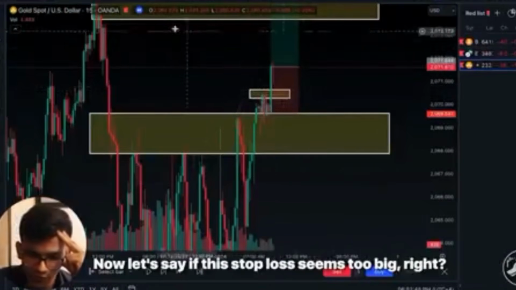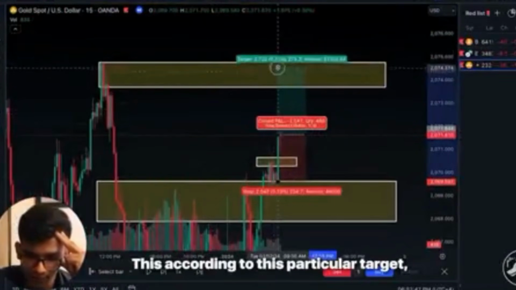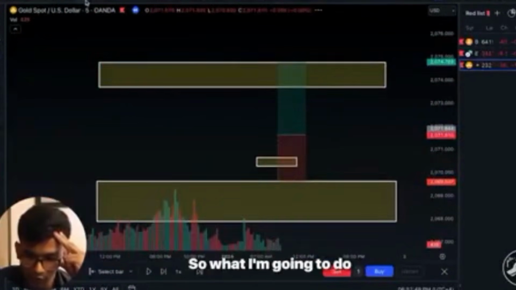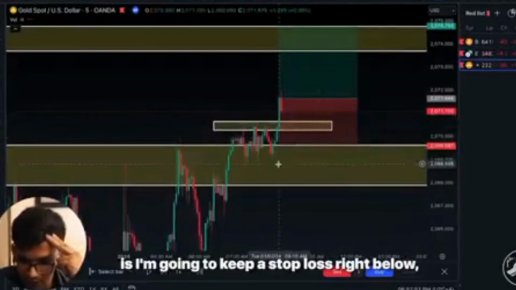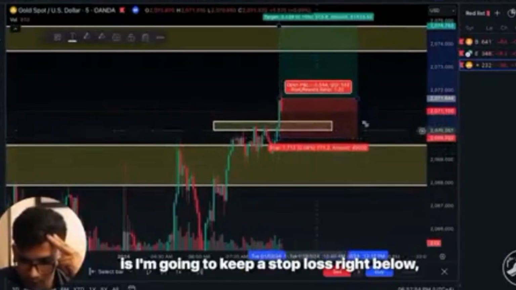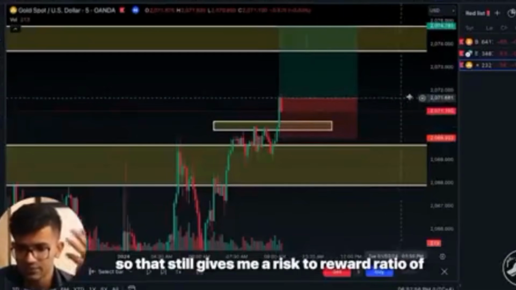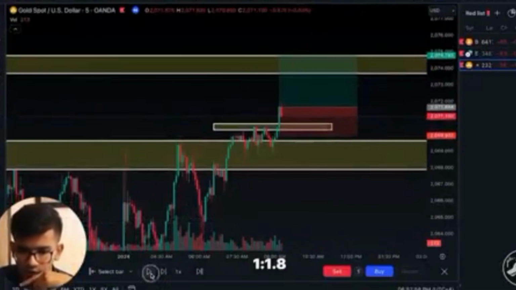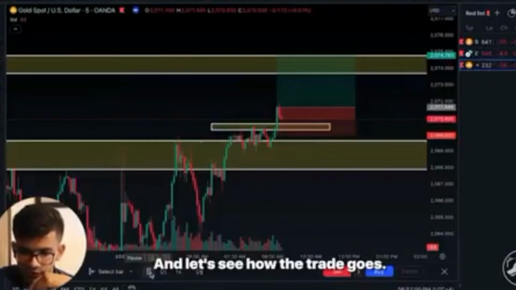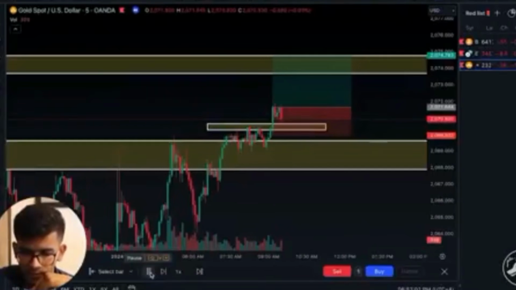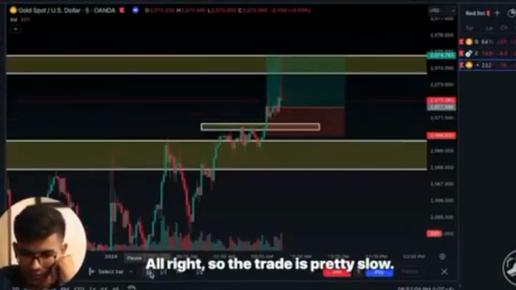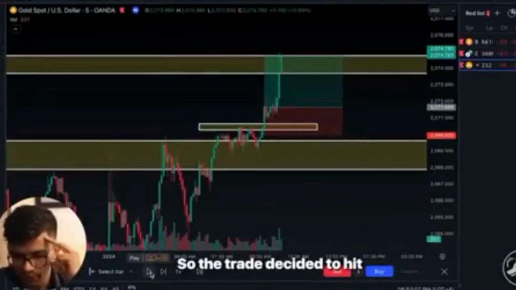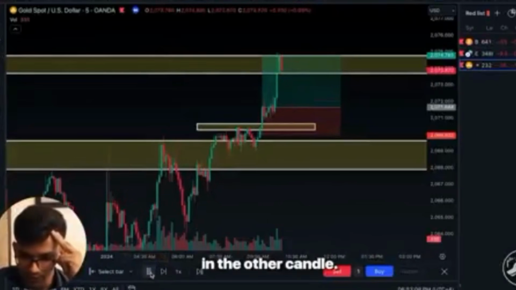Now let's say if this stop loss seems too big, right? According to this particular target, the stop loss seems too big. So what I'm going to do is I'm going to keep a stop loss right below this 5-minute candle. So that still gives me a risk reward ratio of 1:1.8. And let's see how the trade goes. All right, so the trade is pretty slow. All right, so the trade decided to hit a TP right in the other candle.